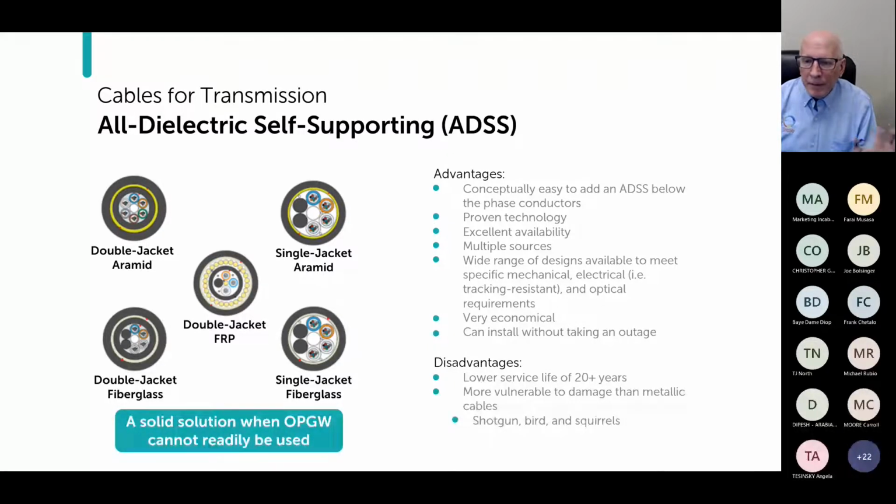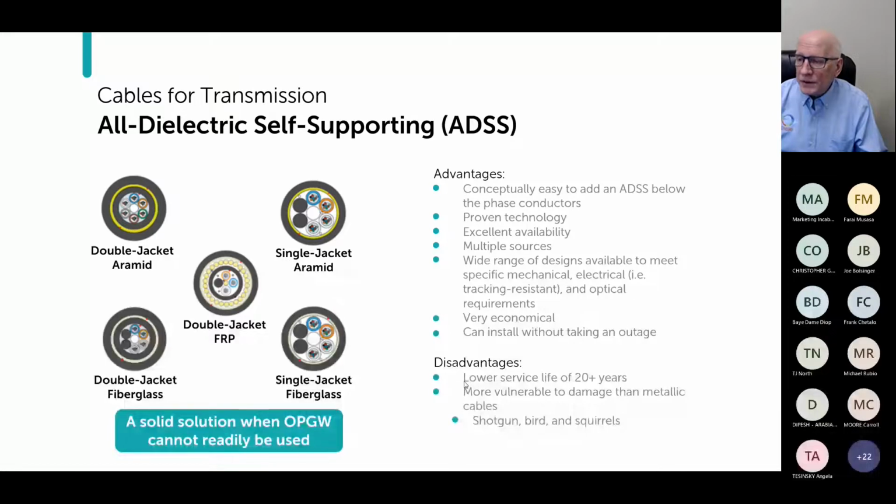But again, the main takeaway from this is there are a lot of designs available if you want to use ADSS on a transmission line, including if there is the potential for tracking. There are tracking resistant jackets that are available. This type of cable is very economical, and its big advantage in the transmission world is that it can be installed without taking an outage. It does have some drawbacks though.